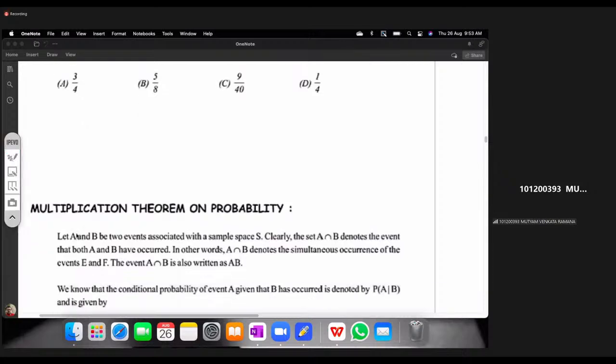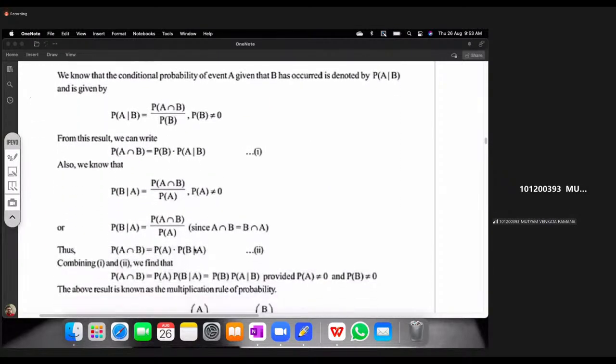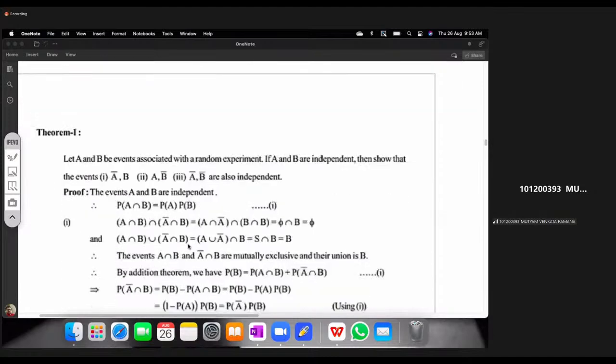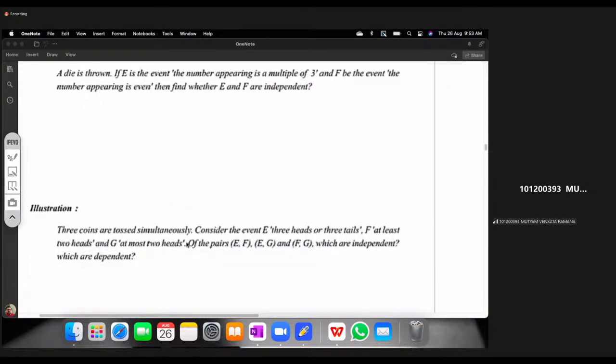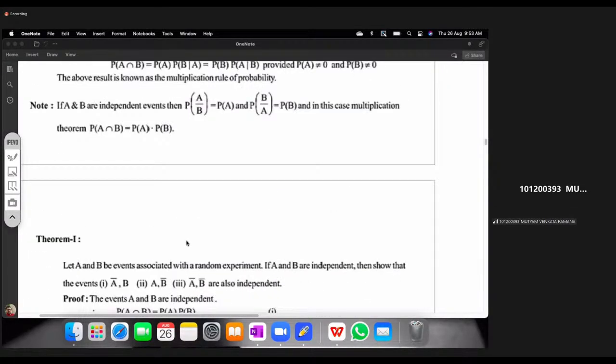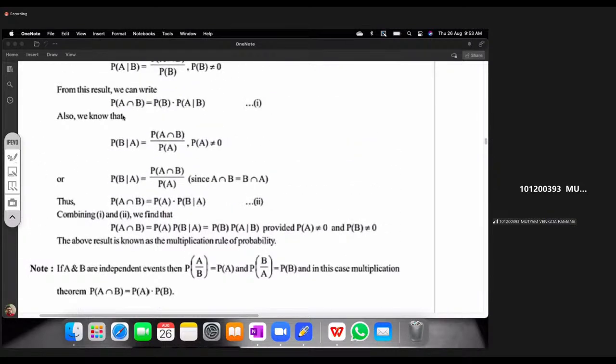Now, multiplication theorem on probability. This we already discussed. So the same thing will be repeated tomorrow and we'll solve some more questions. But the most important thing for this chapter is to keep practicing the questions.